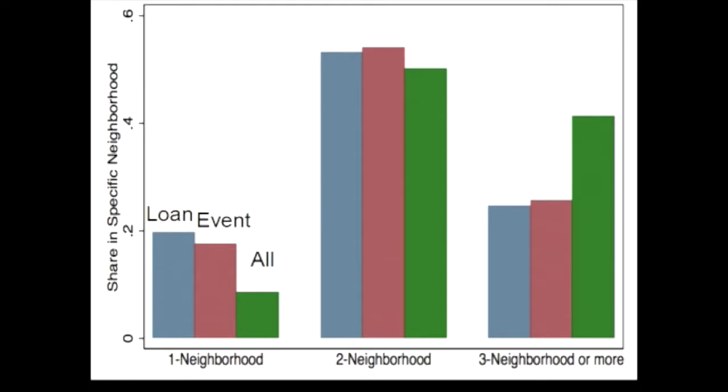So maybe they just name somebody out of their immediate friends. This is the shares for the loan question, this is for the event question, and this is how many people they have in their immediate neighborhood overall, right? So they tend to be connected to about 10% of the population, and they're naming people inside their neighborhood about 20% of the time. So they're overrepresenting their immediate friends, and they're underrepresenting people that are a distance 3 or more away from them. And they're hitting their second neighborhood with about the right frequency.